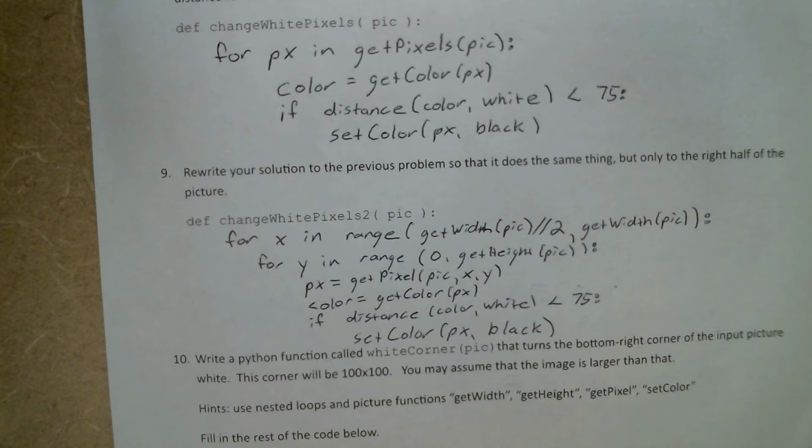All right, number 10, write a Python function called white corner that turns the bottom right corner of the input picture to white. This corner will be 100 by 100. You may assume that the image is larger than that. Hence use nested loops and picture functions: get width, get height, get pixel, set color.